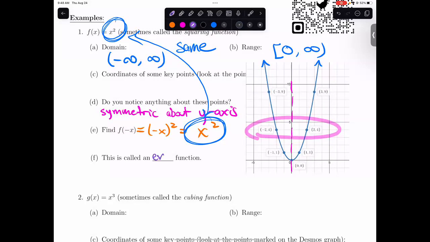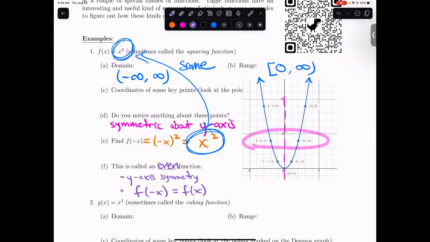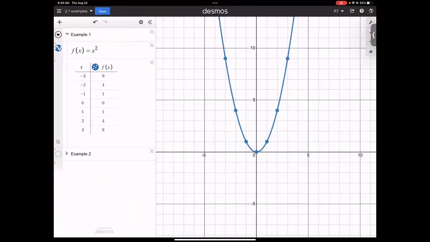Functions that do this are called even. Even functions all have y-axis symmetry, and any function that has y-axis symmetry is an even function, and f of x and f of -x are identical. Those 3 things all kind of mean the same thing, right? They're all from different perspectives, but they're communicating the same information. Okay, so those are even functions. All right, I know we're just about out of time, but let's look at the other one real quick, and then I'll leave that for you to finish up.